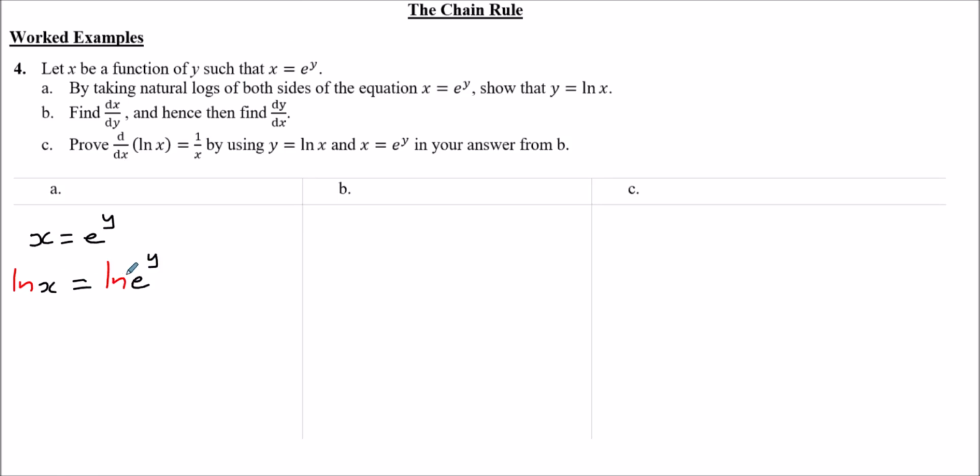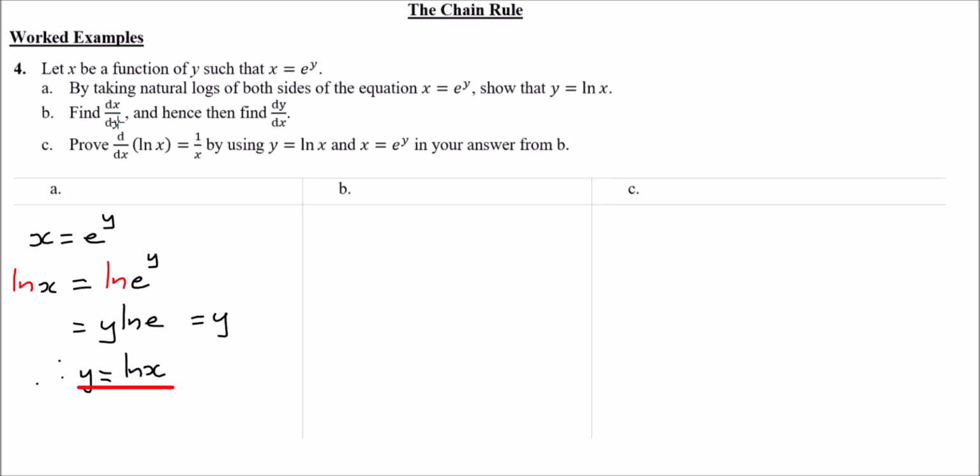If we take the natural log of e to the y, that y will come to the front. So we have y ln e, but log base e of e is just 1. So ln e is 1, so y multiplied by 1 just gives us y. So therefore ln x equals y. So we can use this now for part B.